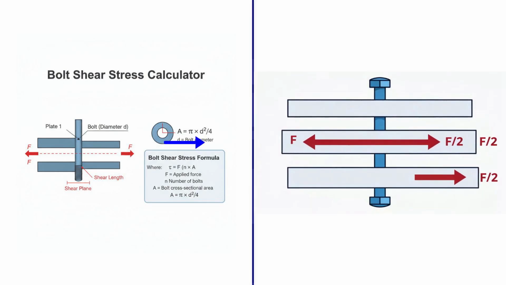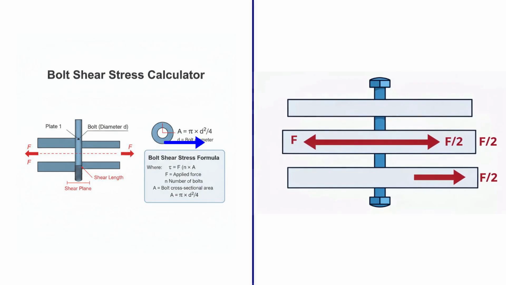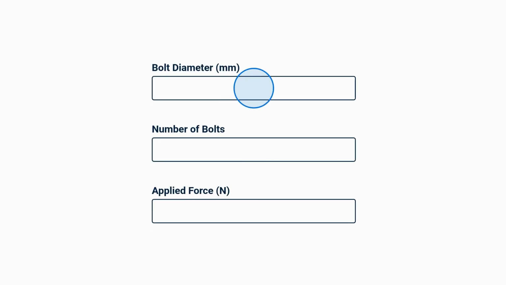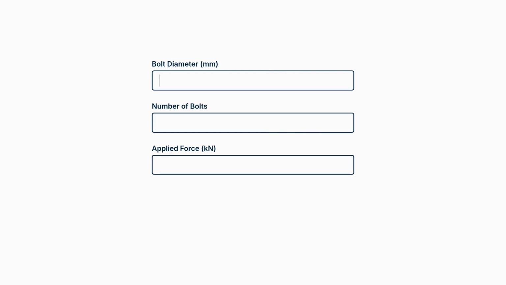Next, choose the number of shear planes, either single shear with one plane or double shear with two planes. I've selected single shear. Now enter the bolt diameter in millimeters, the number of bolts, and the applied force in newtons. For our example, I'm entering a bolt diameter of 10 millimeters, number of bolts is 10, and an applied force of 10 newtons. After clicking Calculate Shear Stress, the calculator displays several results.